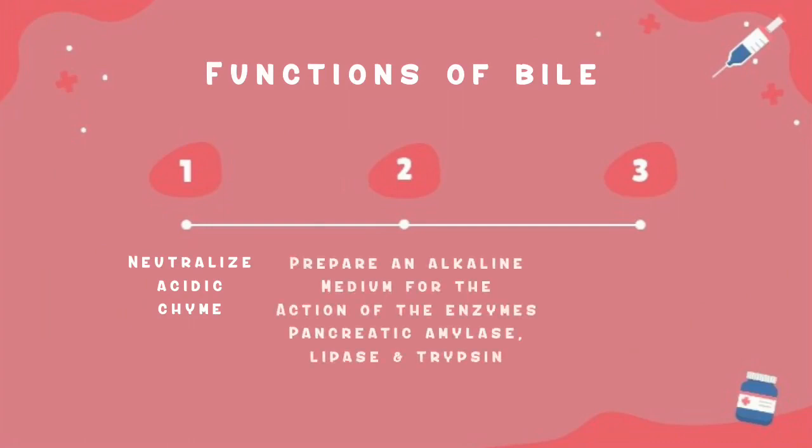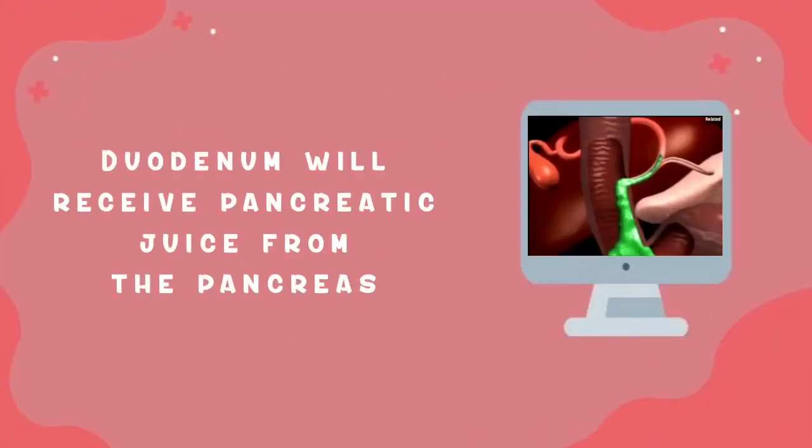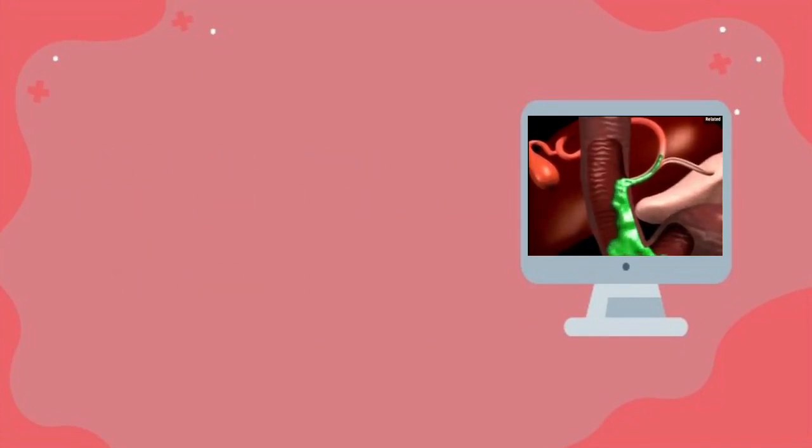Next, it will prepare an alkaline medium for the action of the enzymes pancreatic amylase, lipase, and trypsin. And finally, it will emulsify lipids into lipid droplets so as to increase the total surface area for lipase activity. Next, the duodenum will receive pancreatic juice from the pancreas.